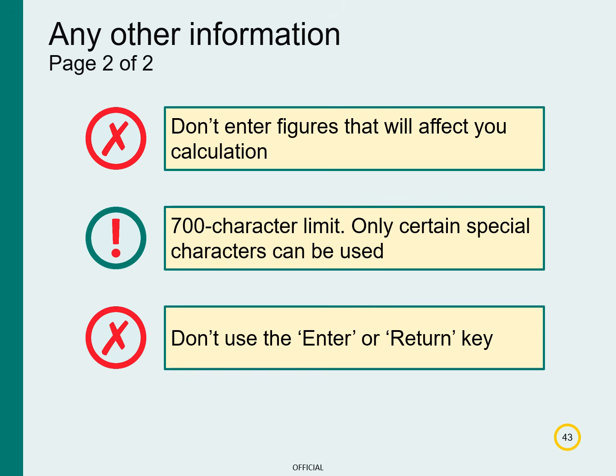Don't include any figures that will affect your tax calculation. They should already have been entered in the tax return. There is a limit of 700 characters, including spaces, and only certain special characters can be used. There's more in the Help About guidance on this. Please don't use the Enter or Return key on your keyboard when adding details, as this will cause an error when you save and continue. If needed, use the space bar if you need to make more than one entry.